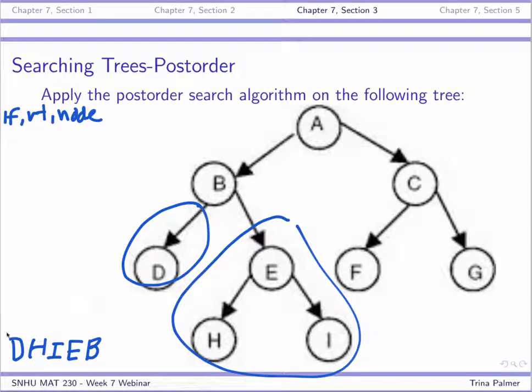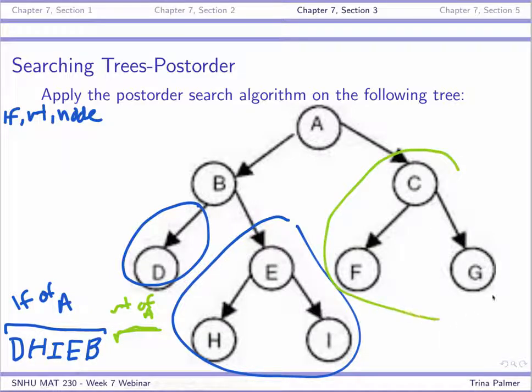Now I just did the left of A, and then I'm going to do A, sorry, not A. Next I'm going to do right of A, and then the very last thing I'll have is A. So if I go to the right of A, I'm left, right, node, so it'd be F, G, C, and now I have A at the end. Alright, questions on any of those search methods?